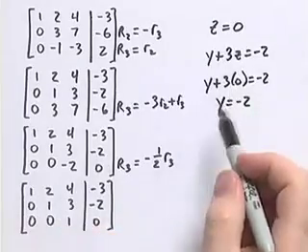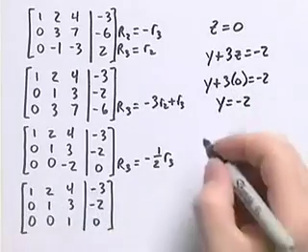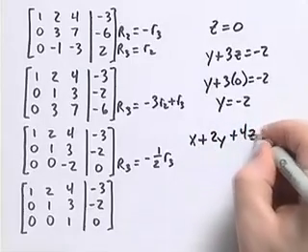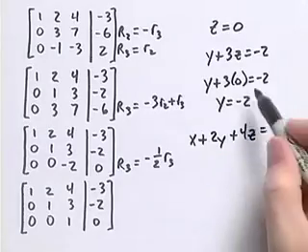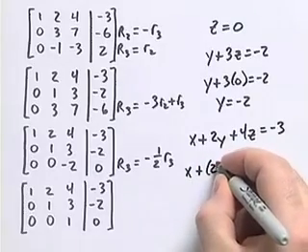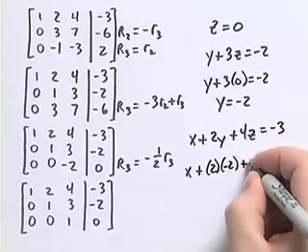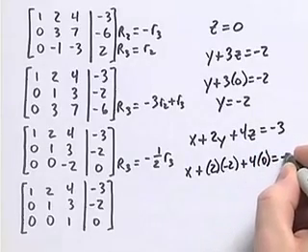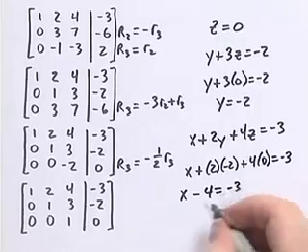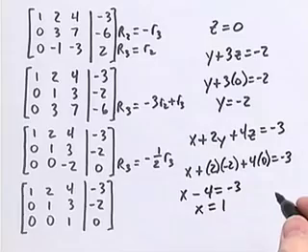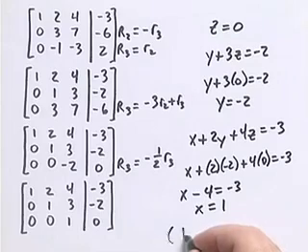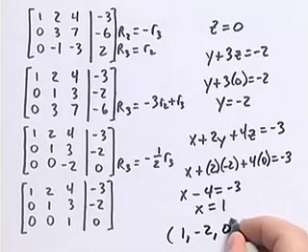We know z and y now. This first row in our matrix gives us the equation x plus 2y plus 4z equals negative 3. Plug in our values for y and z. Get x plus 2 times negative 2 plus 4 times 0 equals negative 3. So that gives us x minus 4 equals negative 3, or x is equal to 1. Now we know the values for x, y, and z, which gives us our ordered triple solution, 1, negative 2, 0.